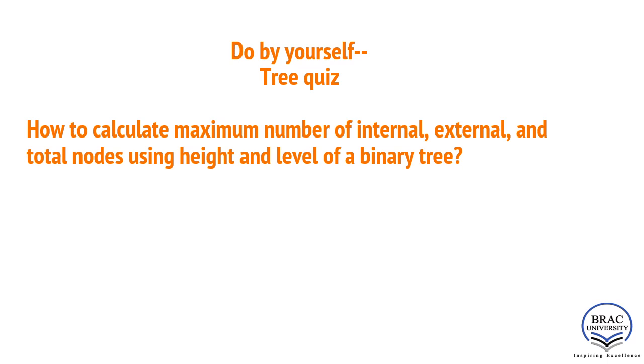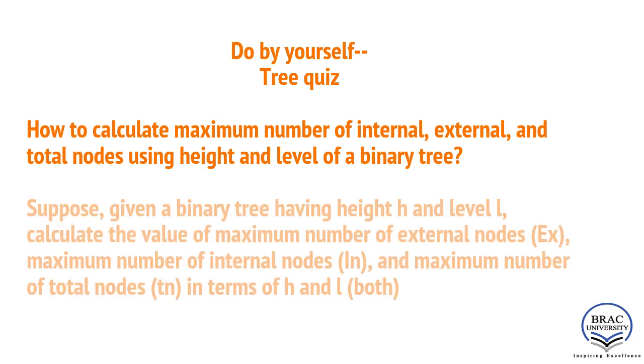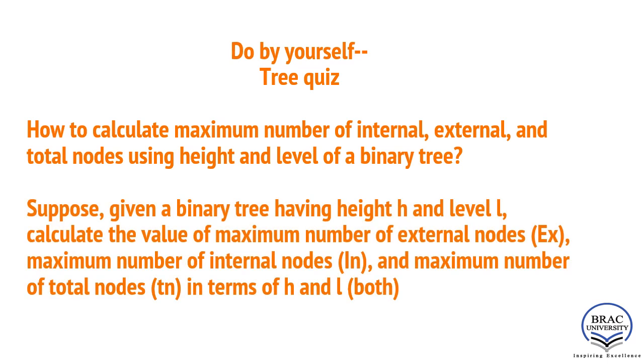Suppose given a binary tree having height h and level L, then calculate the value of the maximum number of external nodes, you can name it as ex, the maximum number of internal nodes, that is in, and the maximum number of total nodes in terms of h and L both, where h is height and L is level. Very simple question, just one line answer. Think about it, or if you want you can Google also, but try to learn.